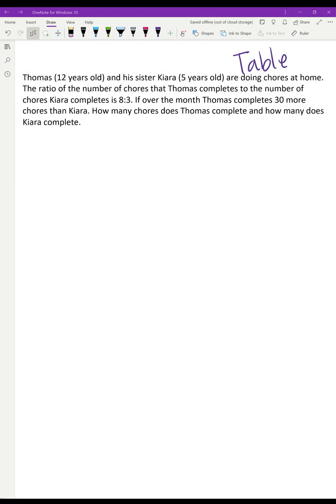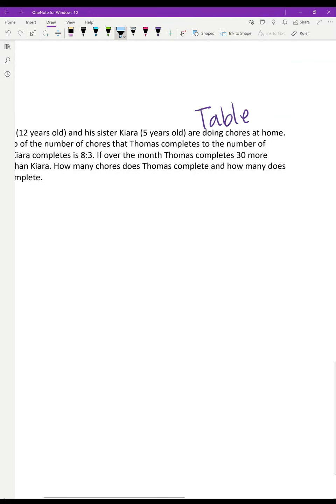So we got Thomas, who is 12 years old, and his sister Kiara, who is 5 years old, are doing chores at home. The ratio of the number of chores that Thomas completed to the number of chores that Kiara completed was 8 to 3. If over a month Thomas completes 30 more chores than Kiara, how many chores does Thomas complete and how many chores does Kiara complete?